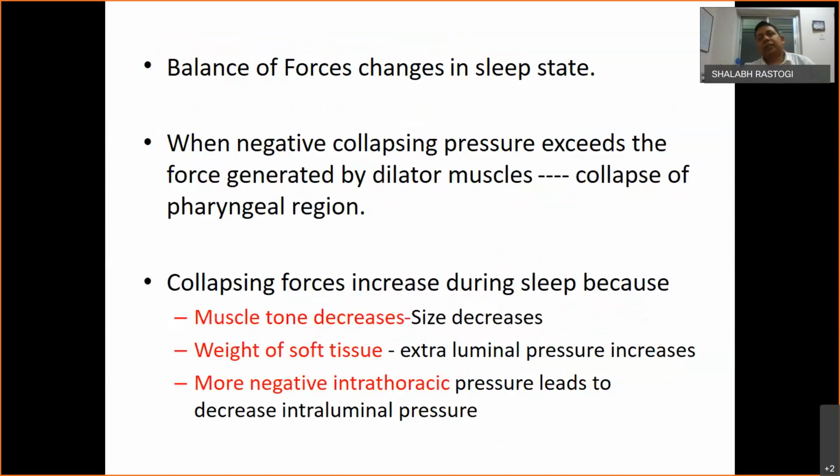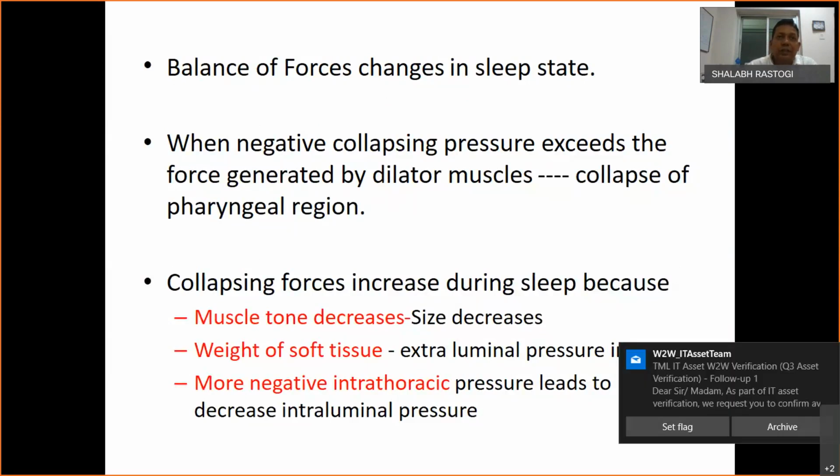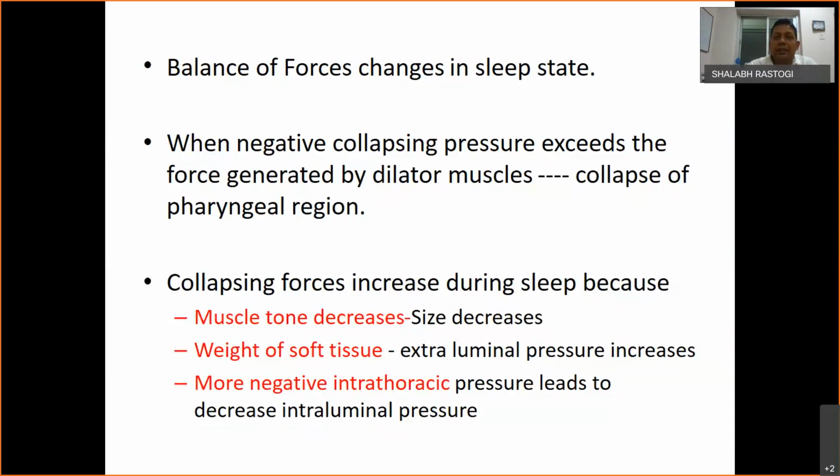Now, there's a delicate balance between the dilator and the collapsing forces, but these forces change during sleep state. What happens during sleep state is there's a decrease in muscle tone, which causes a decrease in the size of the airway. As you all know, the size of the airway is greatly responsible for the increase in resistance as per Poiseuille's law, in which the resistance is related to the fourth power of the radius. So when the muscle tone decreases, the size also decreases and it causes an increase in resistance.